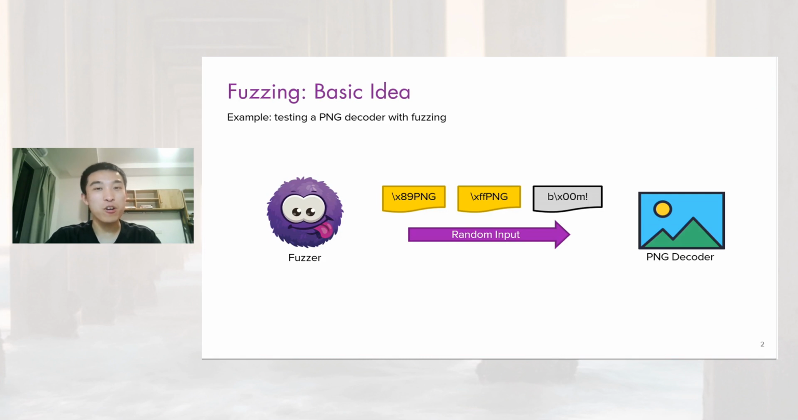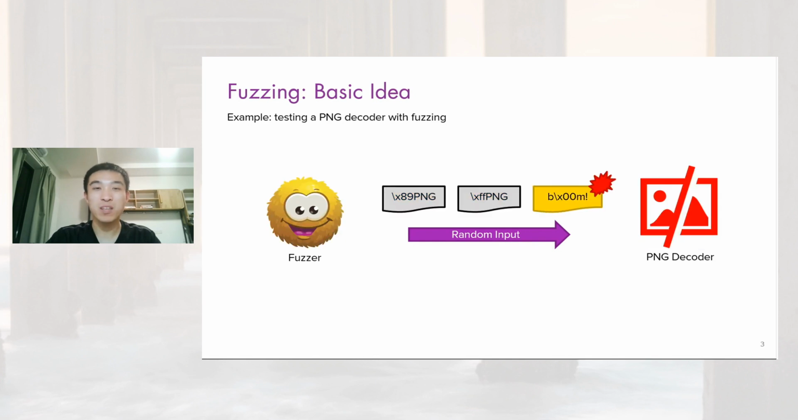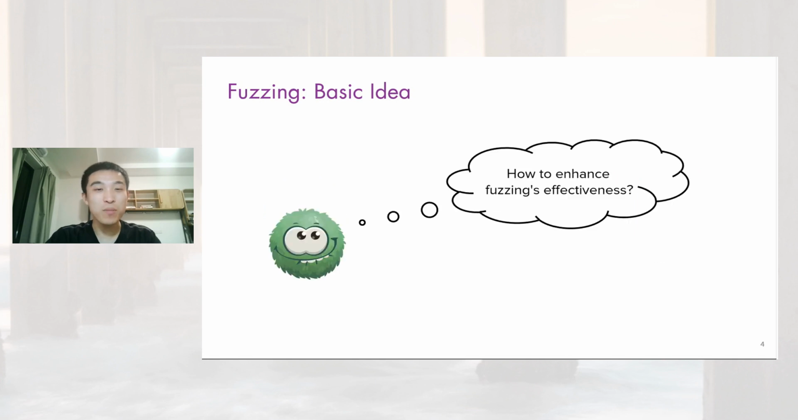Fuzzing is a popular approach in detecting bugs. For example, when testing a PNG decoder, a fuzzer generates lots of random inputs to exercise the target program. If the program demonstrates abnormal behavior, then a bug is likely found. However, random inputs are unlikely to trigger interesting program behaviors and bugs.